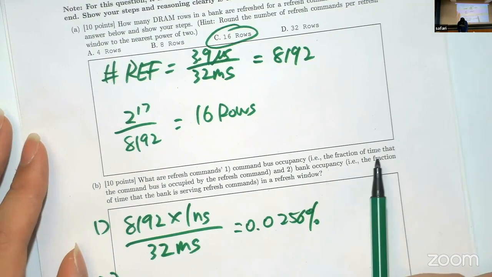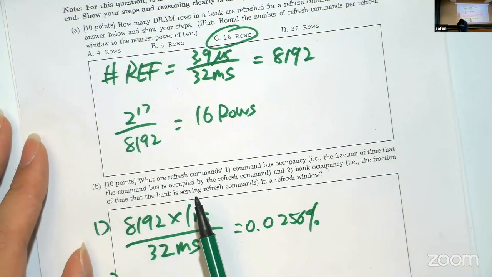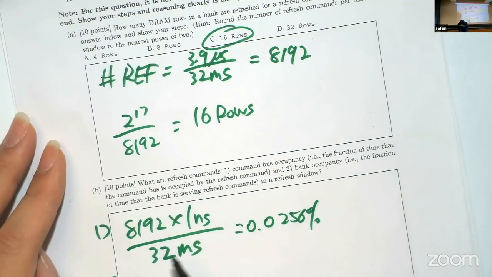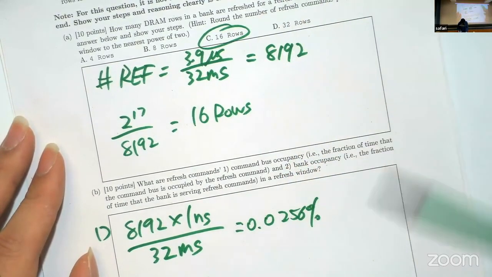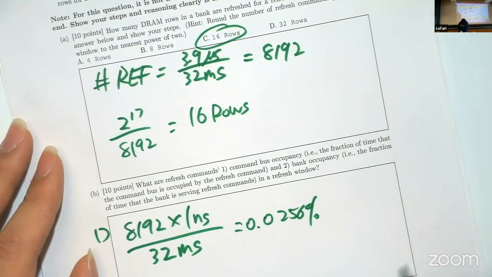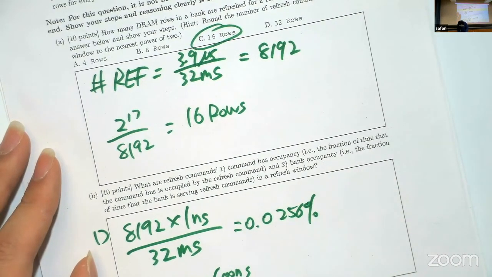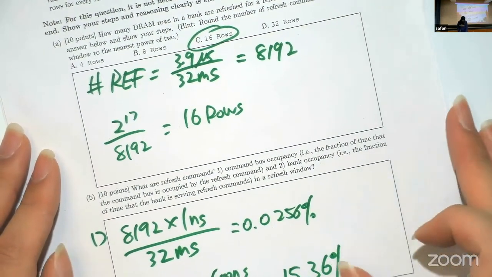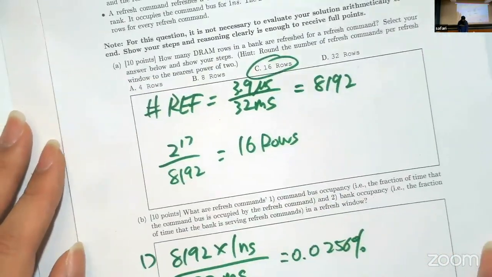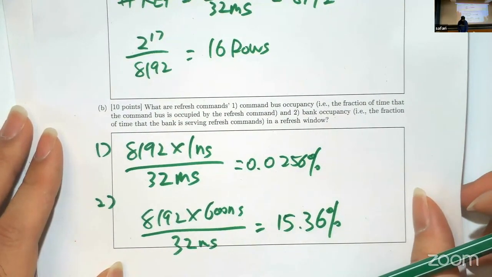And second, the bank occupancy, which is the fraction of the time that the bank is busy serving refresh commands. With the same formula, because now we are computing the time that the DRAM device spends refreshing, it takes 600 nanoseconds instead of 1 nanosecond. So the answer would be 15.36%. Okay, so by far, is there any question? Okay, so then let's move on to the next part.